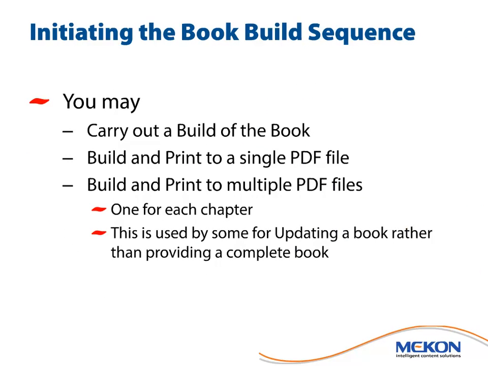When you initiate the book build sequence, there are choices that you can make. You can carry out a build of the book on its own, and that just generates all the necessary files. And you can build and print to a single PDF file if you wish, and the other option is to build and print to multiple PDFs. In this option, each chapter is created as an individual PDF file, and some of our clients use this for updating a book rather than providing a complete book each time.